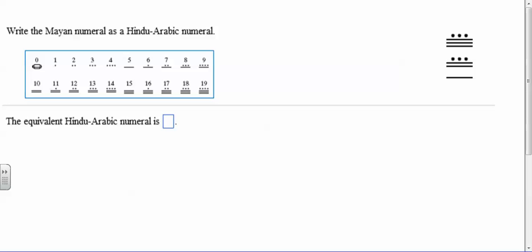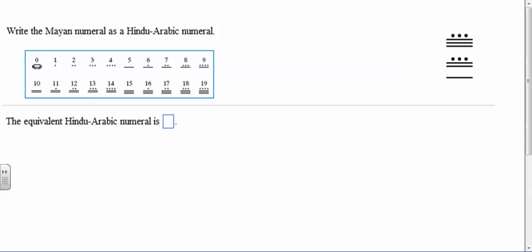Now the Mayan numeration system is similar to a base 20 system where the numerals are written vertically. So instead of the ones digit on the right and the higher place values on the left, this is written vertically. The ones digits are written on the bottom, and then the bigger digits are written above that.